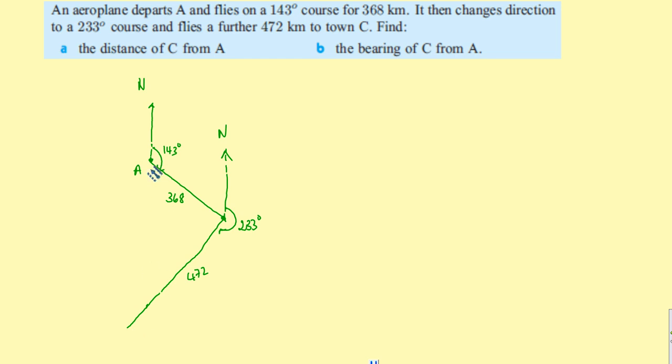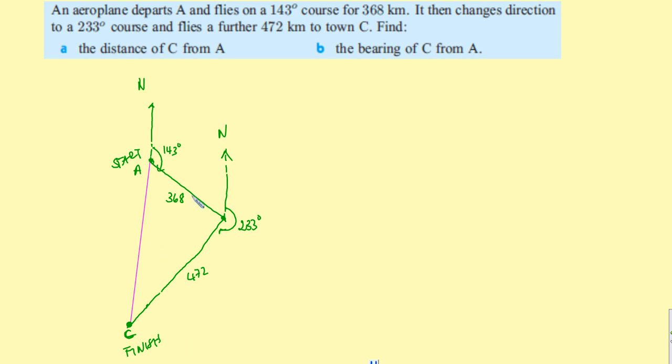Now what we want to do in part A is figure out our distance from C to A. So we're looking from our end point to our starting point. So this was our starting point, and here is our end point. Start, and we're going to put finish here.